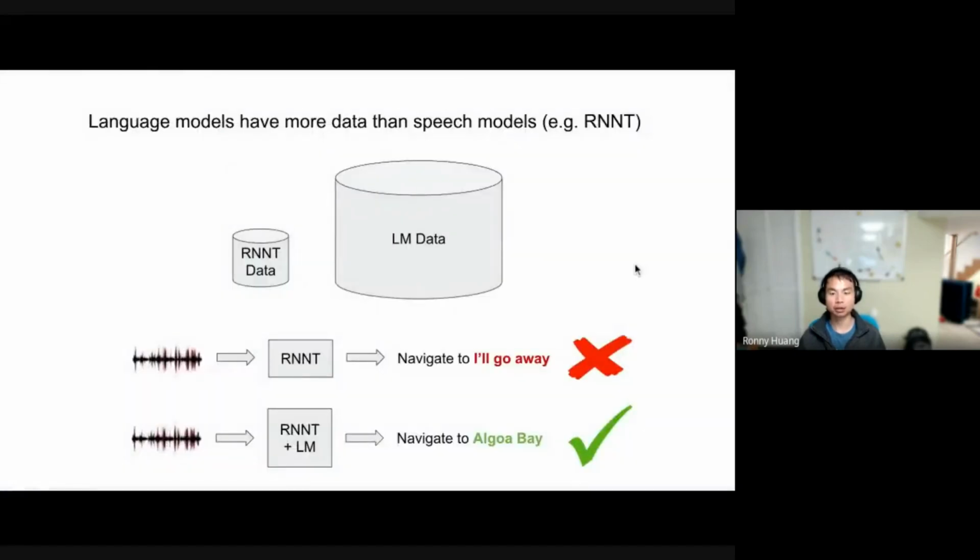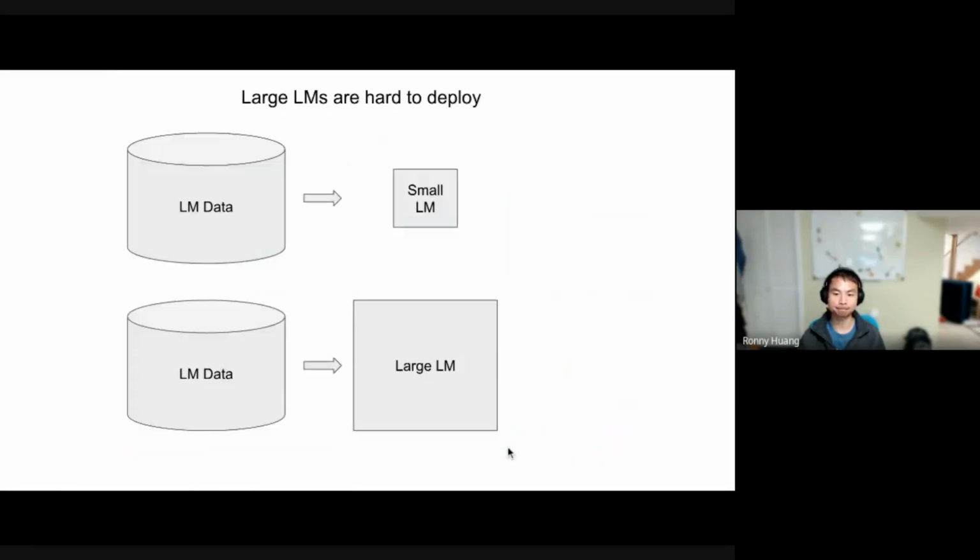Language models have a lot more data than speech models, such as the RNNT, because LMs require only unsupervised text corpora. The abundance of LM data can be used to train LMs that integrate with the RNNT to improve recognition, especially on rare words, such as algo abe.